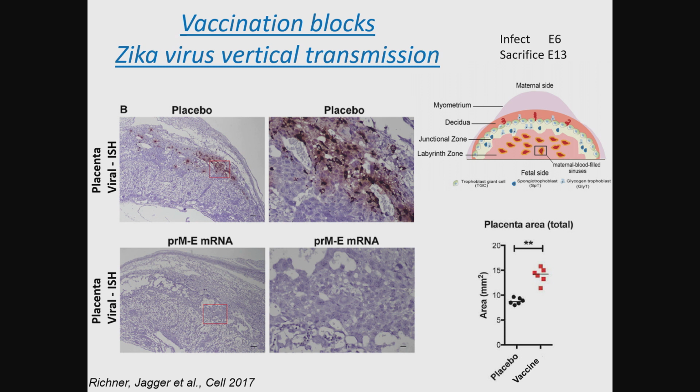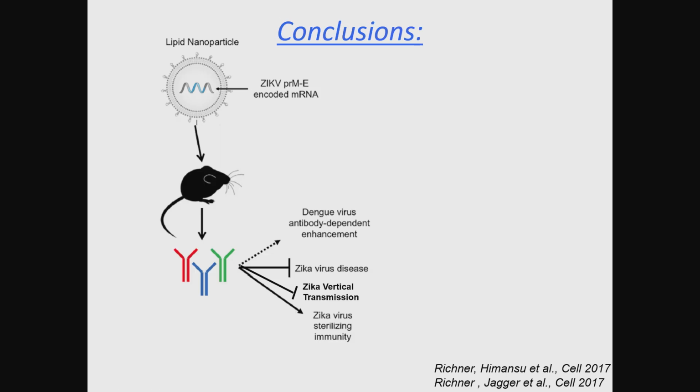So in the placebo group, we see high levels of virus, signified by this brown staining, and when we zoom in, we see lots of virus in the junctional zone within the placenta. In the placenta from the vaccinated mothers, we never detect any virus RNA using these techniques. And furthermore, if we look at the total placental area, we see that placentas from the vaccinated mothers have a larger placental area, and we don't see the effects of the placental insufficiency that we see in the placebo group.